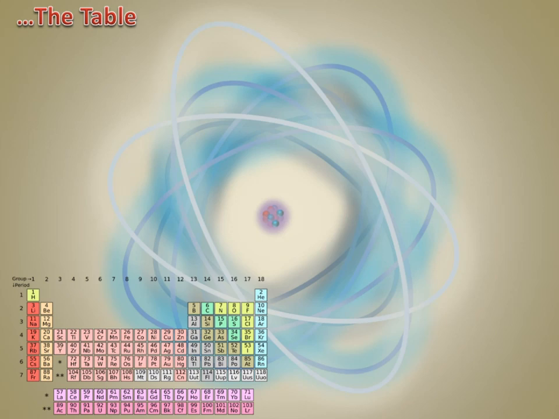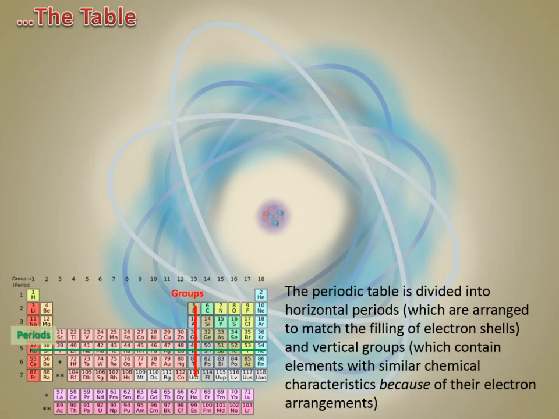So as I said, the table is divided into horizontal periods, and those are arranged to match the filling of electron shells, but this is something that Mendeleev would not have known about. However, he did know about the vertical groups, and this is because they are grouped according to similar chemical characteristics. This is also because of their electron arrangement, but again, Mendeleev would not have known about this.